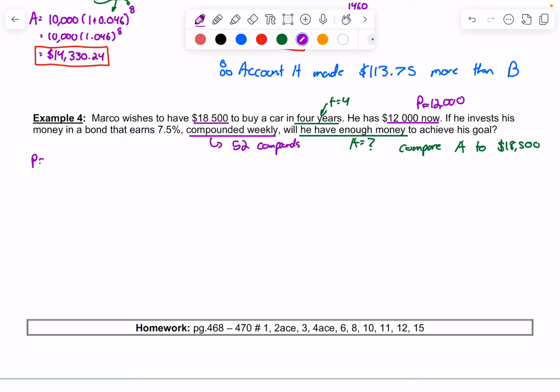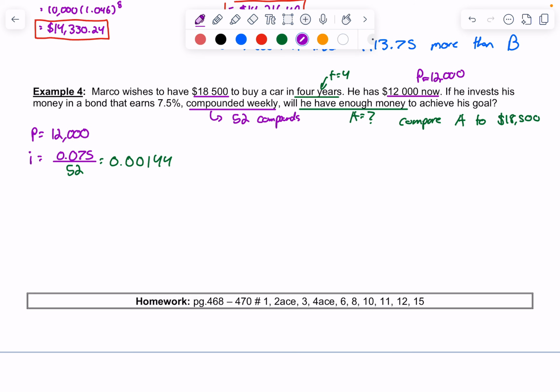So your P is still 12,000, but your I is 7.5%, so 0.075. Divide that by your 52 compound periods. So 0.075 divided by 52. In decimal format, that's going to be 0.00144. Your N is 4 years, multiplying that by your 52 compounds. So 4 times 52, that's going to be 208 compounds.